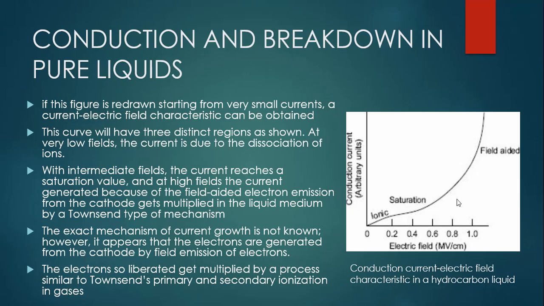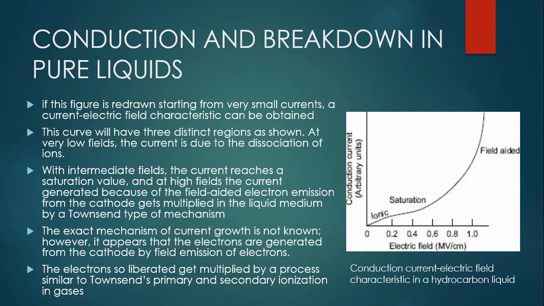At a very low field, the current is due to the dissociation of the ions. That is in the first part, the ionic region. With an intermediate field, the current reaches a saturation value, which is called the saturation region. And at high field, the current is generated because of field-aided electron emission from the cathode, which gets multiplied in the liquid medium by a Townsend type of mechanism.